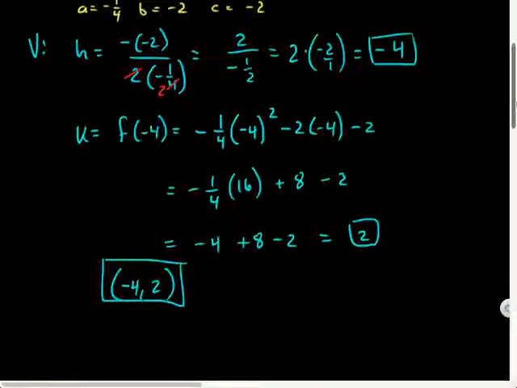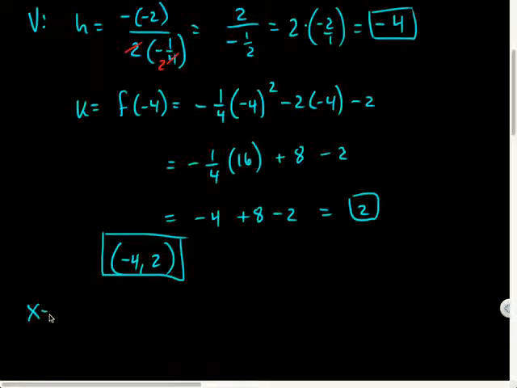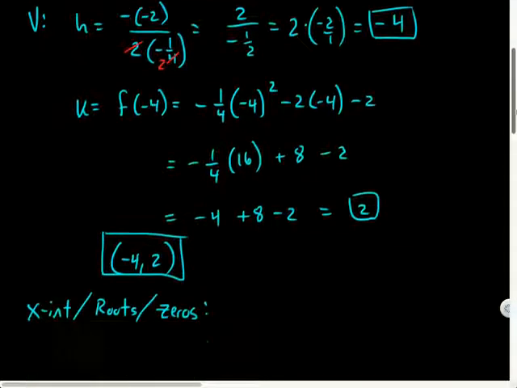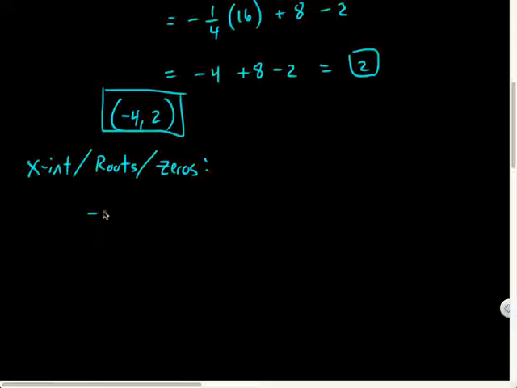So let's see. So there's our vertex. Let's find our x-intercepts, I'll call this also roots or zeros. Those are all somewhat synonymous with one another. To do that, we set the function equal to 0. So negative 1/4 x squared minus 2x minus 2, set that equal to 0. I'm going to try to solve by factoring, but first I want to get rid of this 4 and maybe that negative. I'm going to multiply both sides by negative 4.